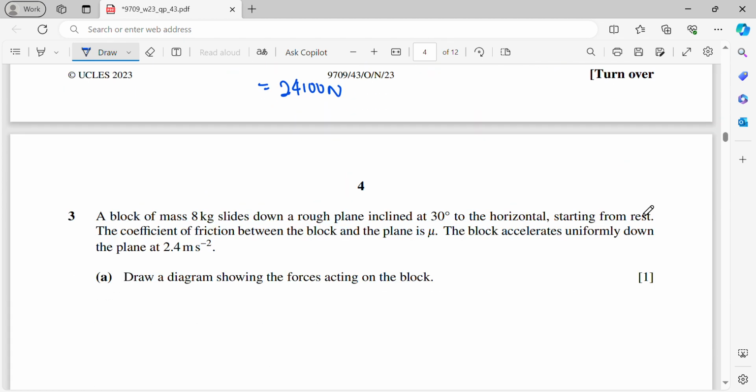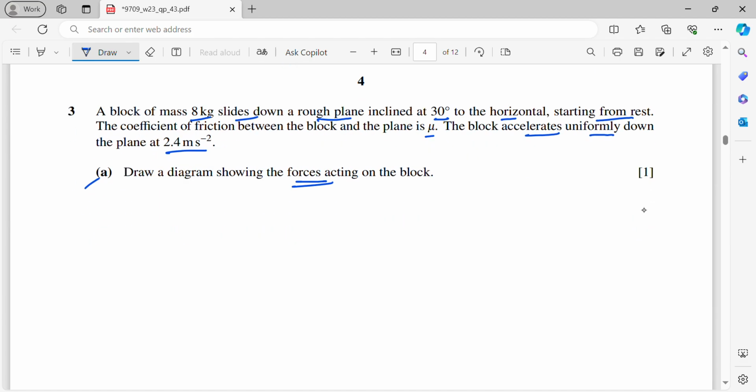Okay, now next question number 3. A block of mass 8 kg slides down a rough plane inclined at 30 degrees to the horizontal. Starting from rest, the coefficient of friction between the block and the plane is mu. The block accelerates uniformly down the plane at 2.4 meters per second squared. Now A, draw a diagram showing the forces acting on the block.